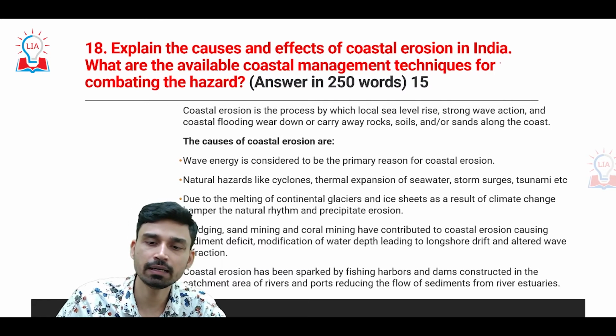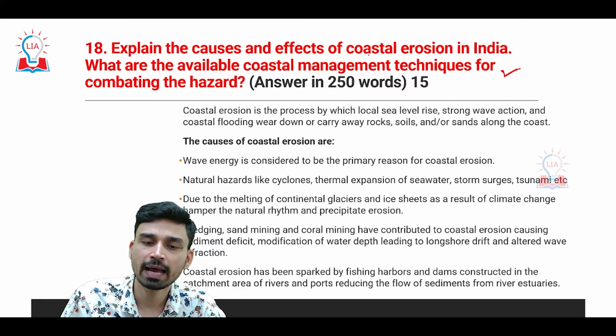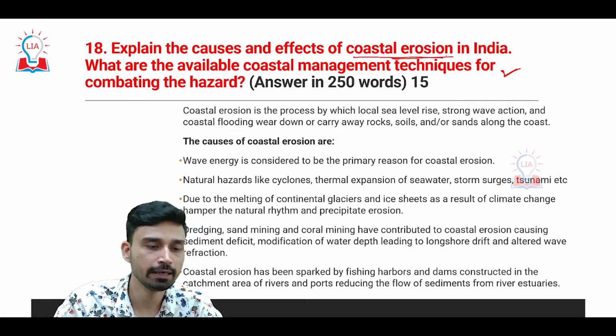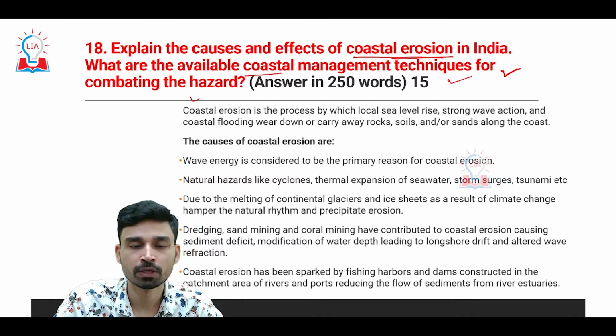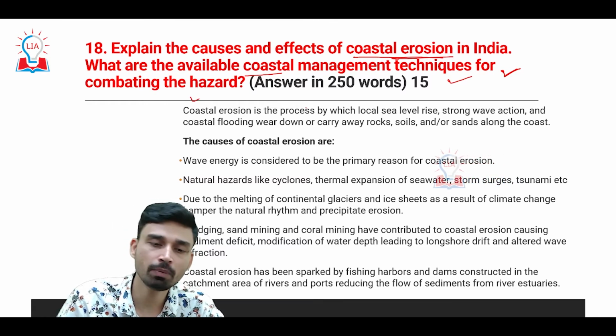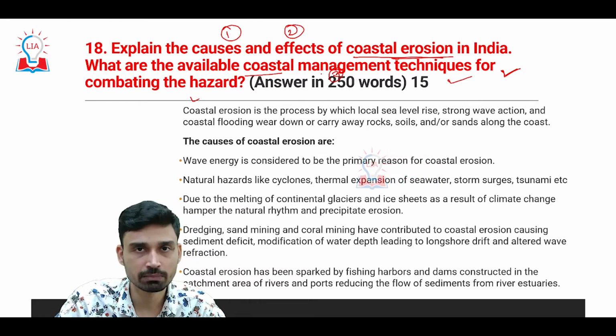Next is again a question related directly to disaster management. That is, explain the causes and effects of coastal erosion in India. What are the available coastal management techniques for combating the hazard? So basically, again, the question is made up of three parts: the causes of coastal erosion, the effects of coastal erosion, and the discussion about coastal management techniques.